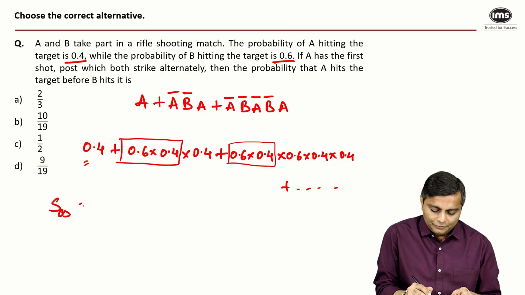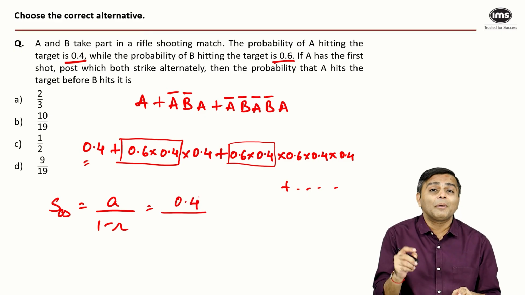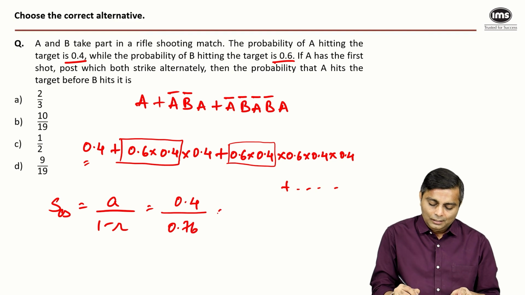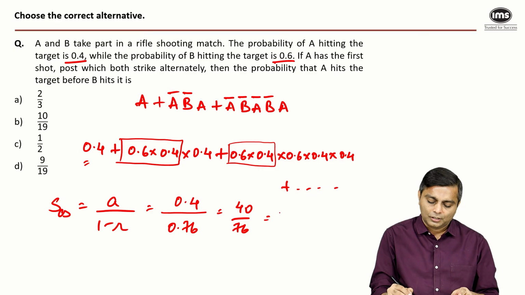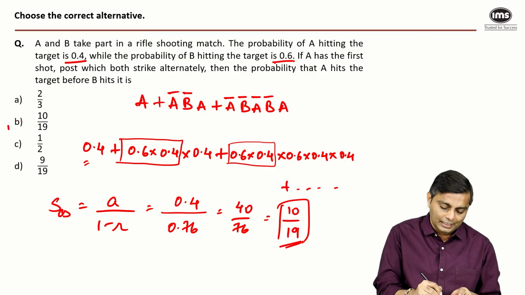So S infinity formula is what? A upon 1 minus R. A is my 0.4 upon 1 minus 0.24, 0.76. So 40 and 76 cancel with what? 4. So it's going to be 10 over 19. Yes. So this is our answer. Do we have that? Yes.